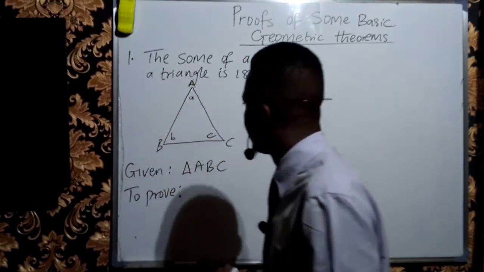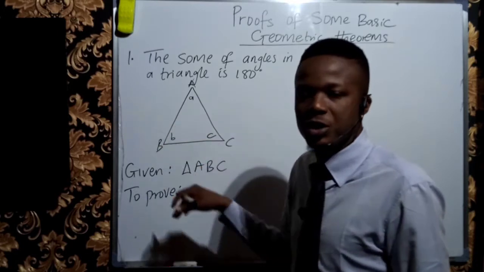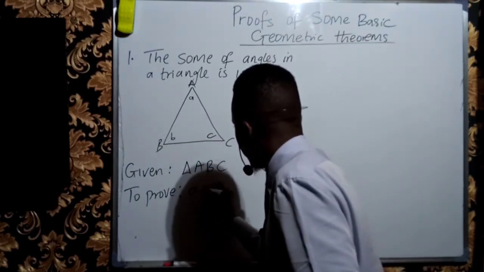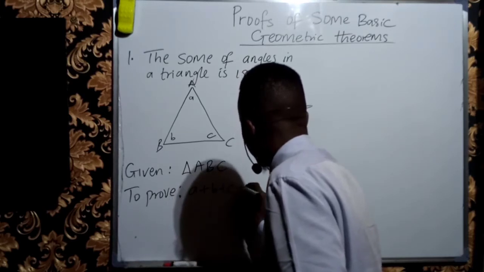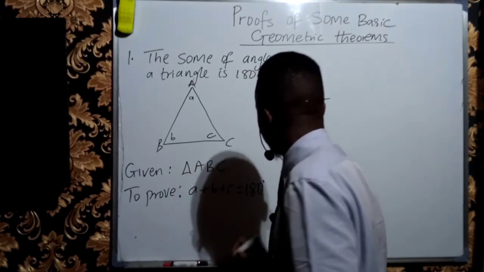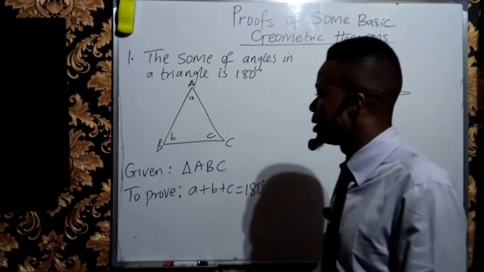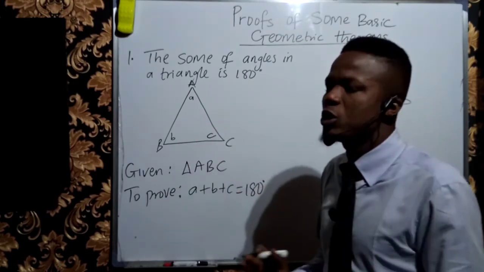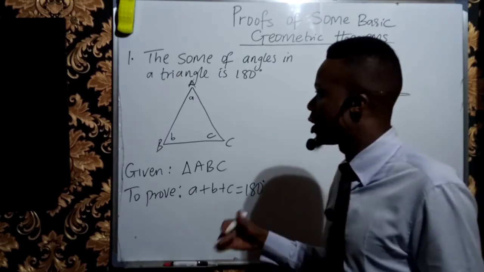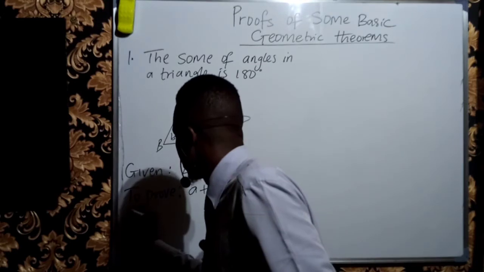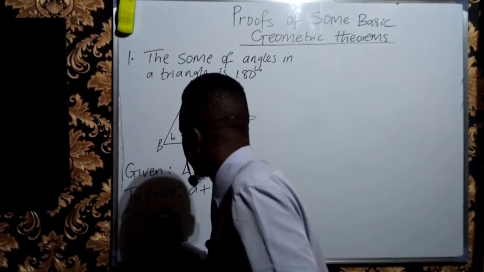So to prove, what do we want to prove? We want to prove that the sum of angles in this triangle is 180 degrees. That is, A plus B plus C equals 180 degrees. This is what we want to prove. Now, to prove this, we need to do some construction. The construction will help us to get what we want. So let us make some construction in the triangle.